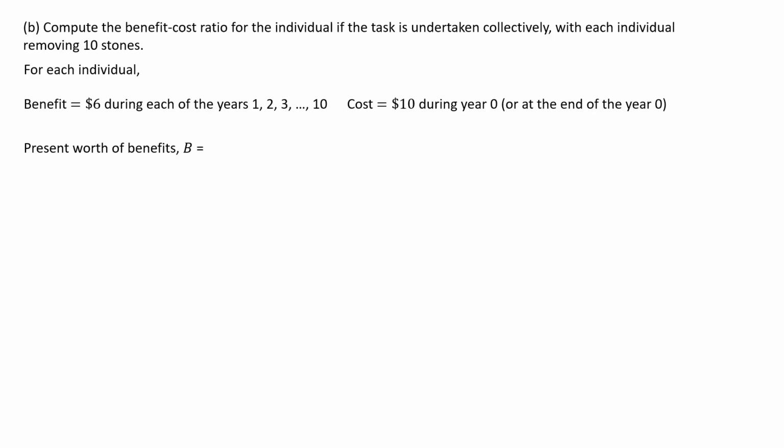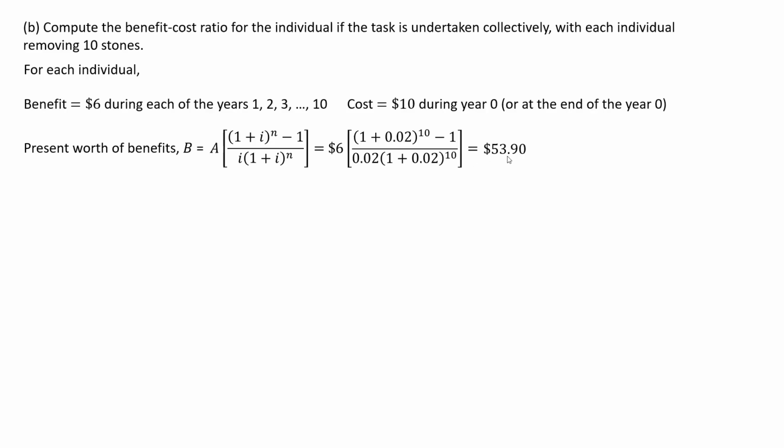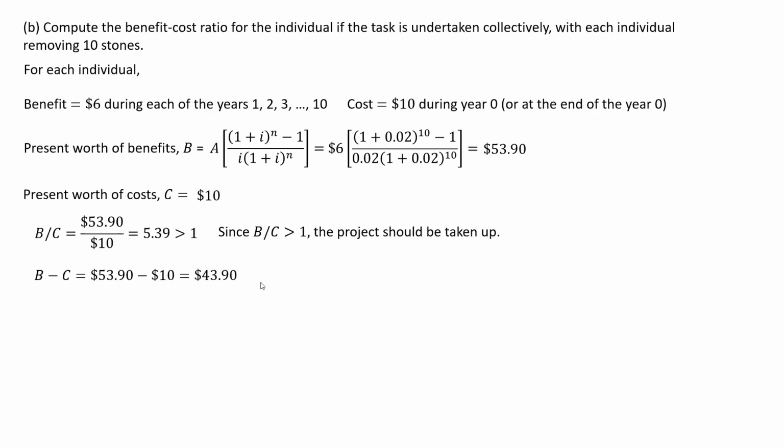And so present worth of the benefits is again the same concept, and that will come out to be the same as the previous number, 53.90. But when it comes to the cost, it is only $10, right, for that individual. So the benefit cost ratio is 5.39. That is definitely greater than 1, or in other words, the numerator is bigger than the denominator. That is, benefits far outweigh the cost, and therefore they should take up this project. Or benefit minus cost is positive 43.90. Again, even that tells us that the project should be taken up. An individual moving 10 stones, that's a good idea.